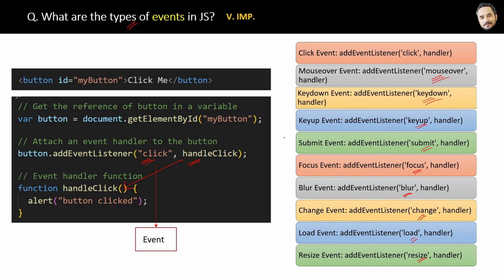But yes, these are the most important ones. Meaning, whatever action you take on your web page, it can be an event. And that can be handled by the handler function. So these were the types of events.